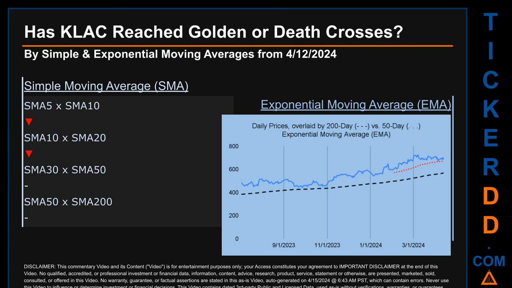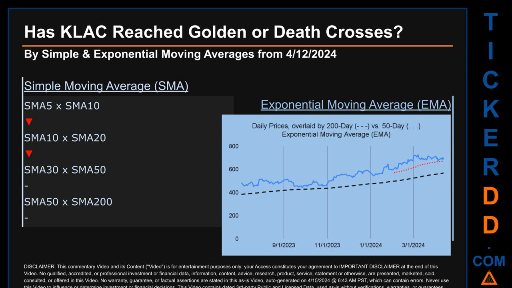Has KLAC price reached golden or death crosses? Golden cross and death cross are basic signals that compare average prices across two specified trade day ranges, a short-term versus a long-term range. For example, 5-day versus 10 trade days. Essentially, a golden cross is a bullish signal. It appears when a ticker's short-term moving average crosses above its long-term average. Vice versa, a death cross is a bearish signal when the short-term average crosses below its long-term moving average.